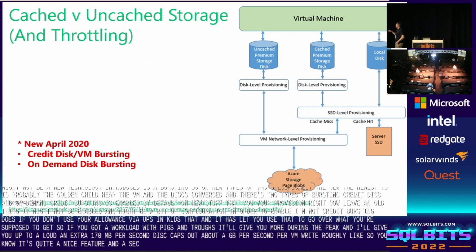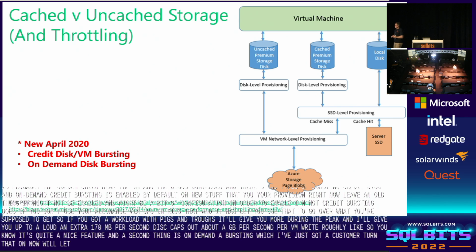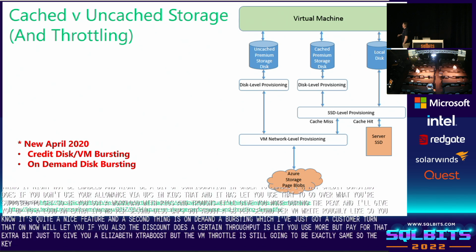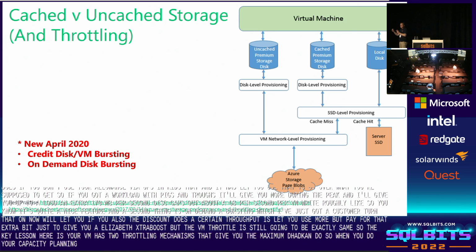And the second thing is on-demand bursting, which I've just got a customer to turn on now. If your disk only does a certain throughput, it'll let you use more, but you pay for that extra bit, just to give you a little bit of extra boost. But the VM throttle is still going to be exactly the same. So the key lesson here is your VM has 2 throttling mechanisms that give you the maximum that it can do. So when you do your capacity planning, that's how you pick which VM you want to run your workload on, right?